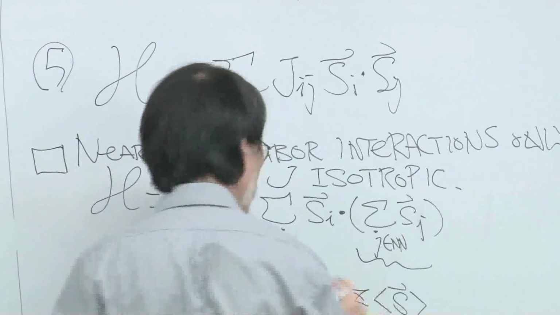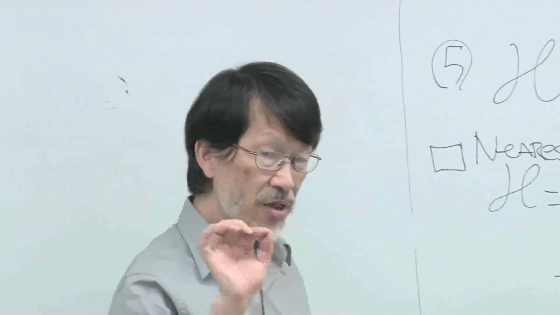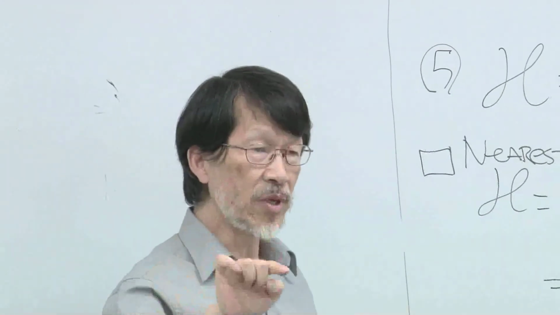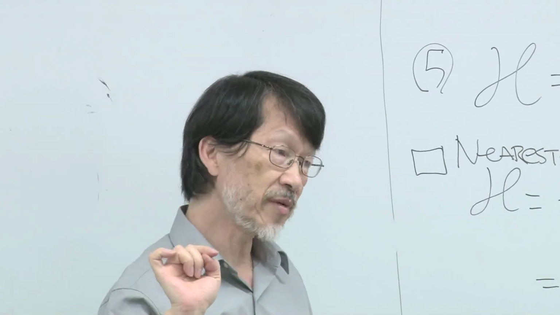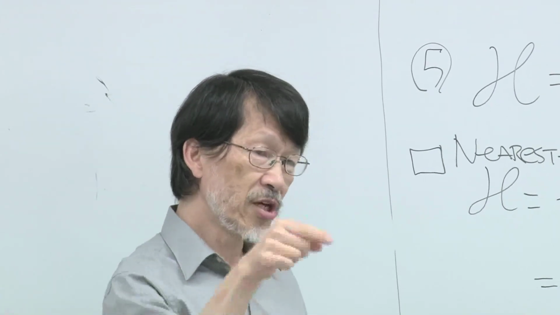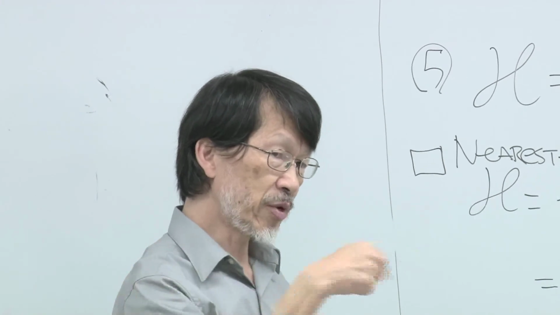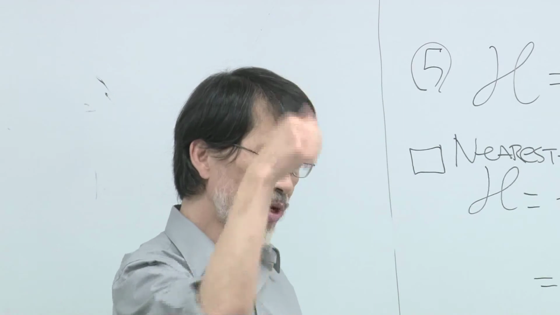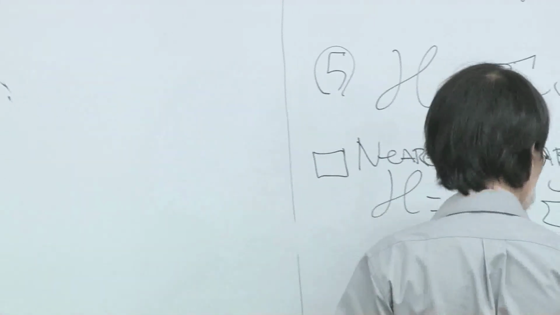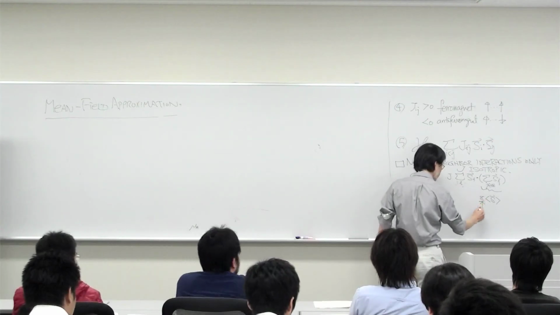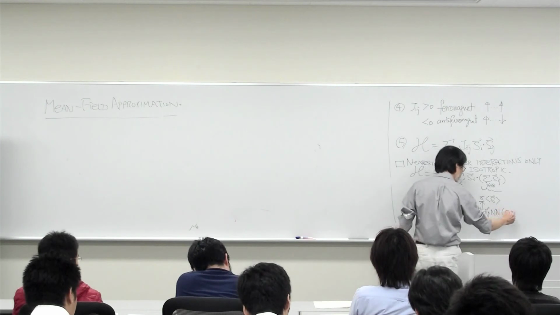And if the number of nearest neighbors is z, let's say if you have a square lattice, then you have 1 above, 1 below, 1 to the left, 1 to the right. There are 4 nearest neighbors, right? If you have a cubic lattice, then you have plus x direction, minus x direction, plus y direction, minus y direction, plus z direction, minus z direction. There are 6 neighbors, right? So z is the number of nearest neighbors. Some people call this number the coordination number.